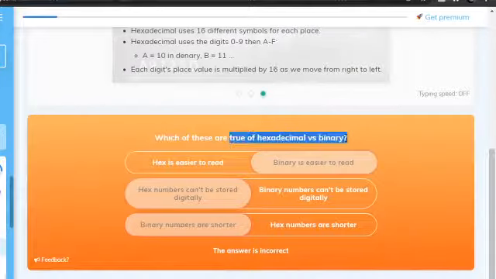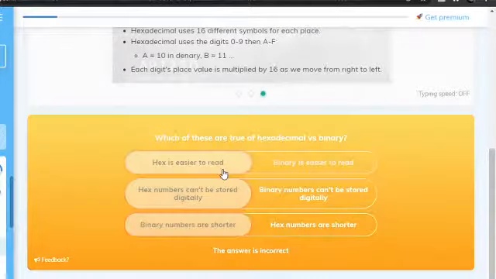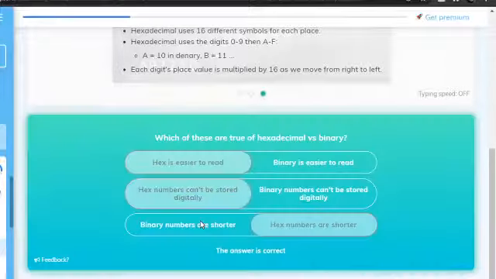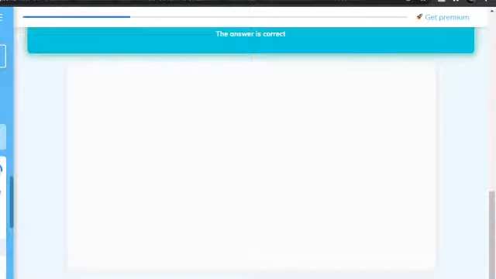Which of these are true about hexadecimal versus binary? Hex is easier to read. Hex can't be stored digitally. Hex is shorter. Simple. We're not going to watch the video.